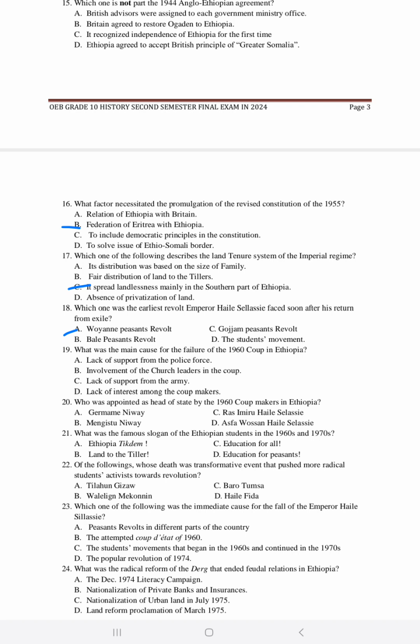B. Involvement of church leaders in the COP. No. C. Lack of support from the army. C is the best answer. D. Lack of interest among the COP makers. No. A and C are somewhat similar, but they are different.